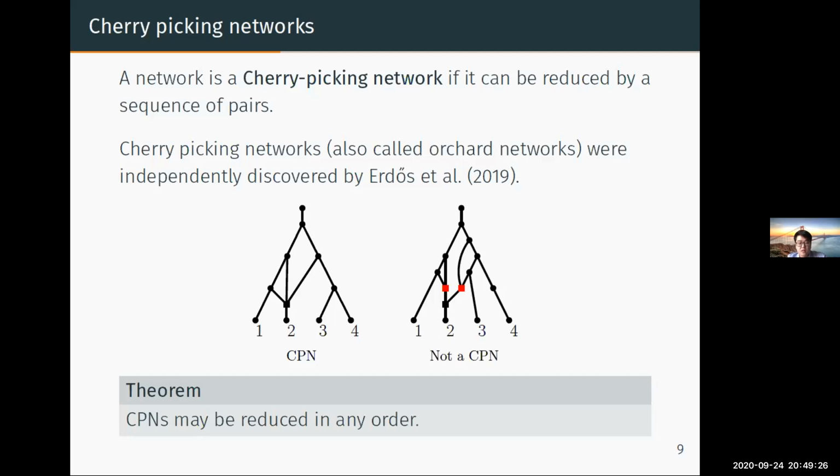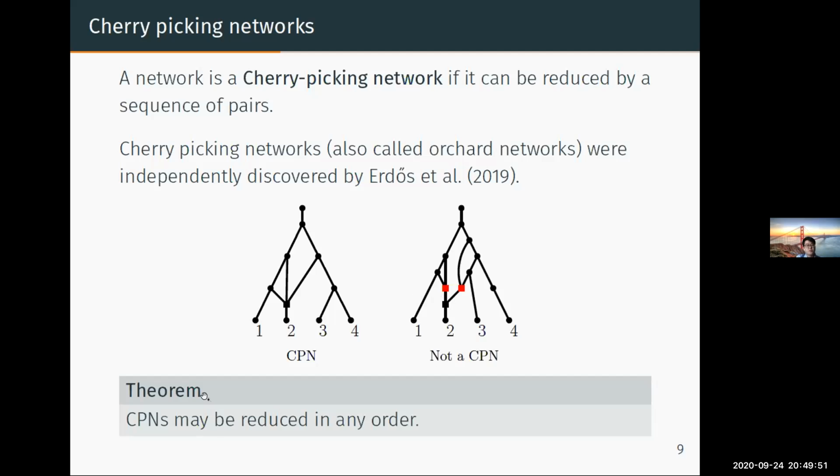And that's also because if you were to reduce some other parts of the network, it only changes the neighborhood where those cherries and reticulated cherries were picked. So these 2 red nodes and this reticulation vertex are never going to be changed. So this network is not a cherry-picking network.